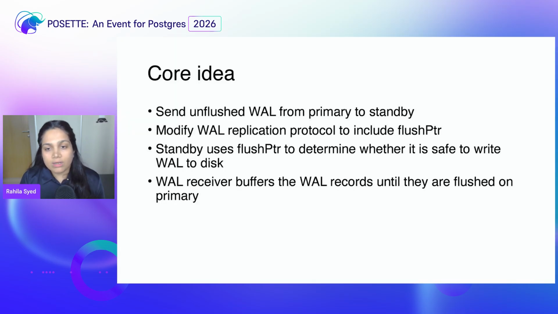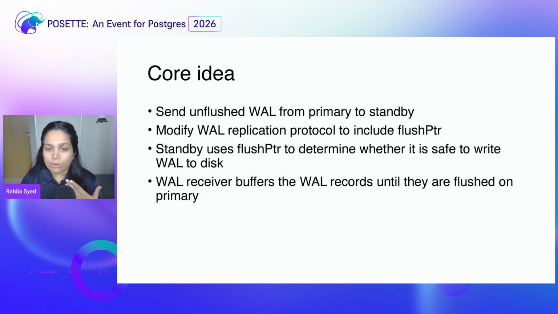So let us look at the core idea of the performance optimization feature here. As you can see, when we send the WAL after it gets flushed to disk on the primary, it results in an increase in disk reads and also inefficient consumption of network, especially for large transactions. So the idea here is to send unflushed WAL from primary to standby and not wait for the WAL to be flushed to disk on the primary.